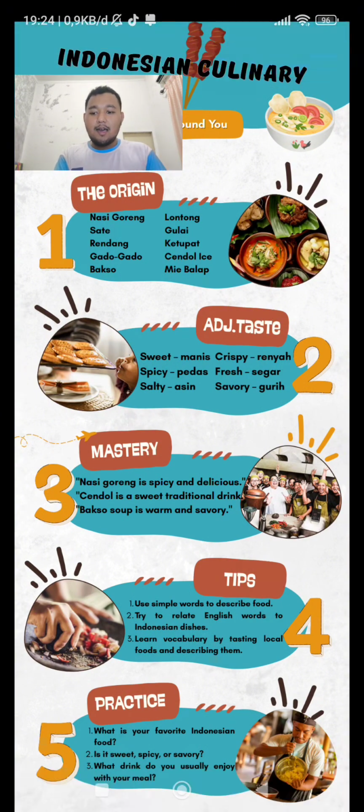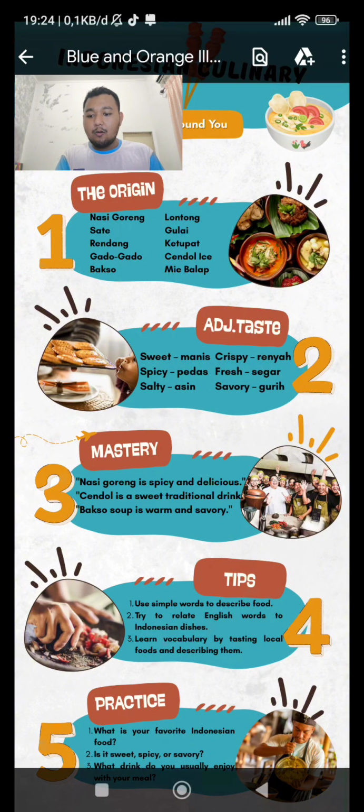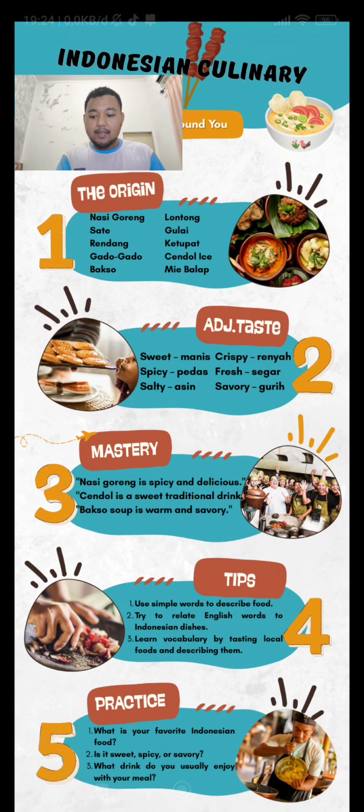So now I have this infograph that is really suitable for you to give to your students, and let them not only learn English, but also introduce our local food to tourists. There are about 5 options in here. The first one is the origin, adjective taste, mastery, tips, and practice. This is a step-by-step way of how they learn to introduce the food to the bule, or the tourists.